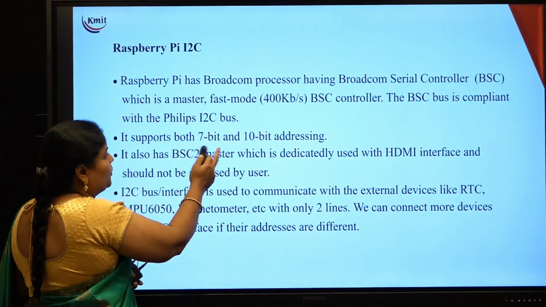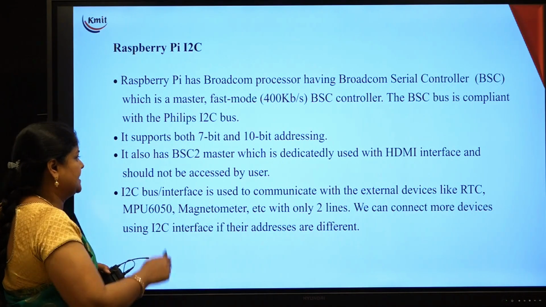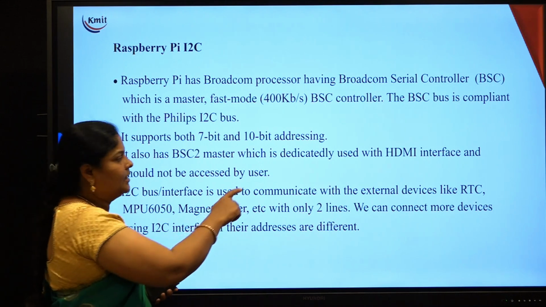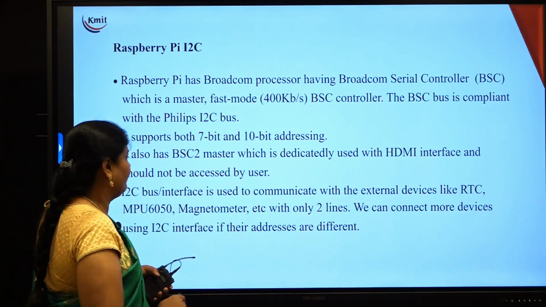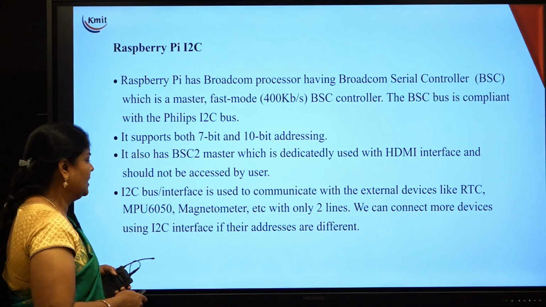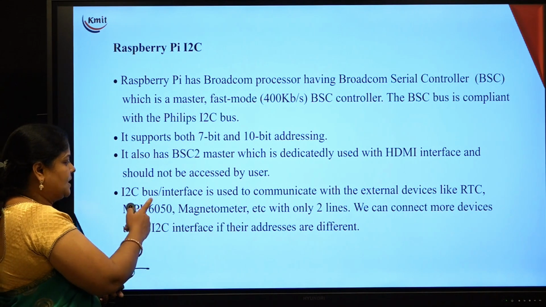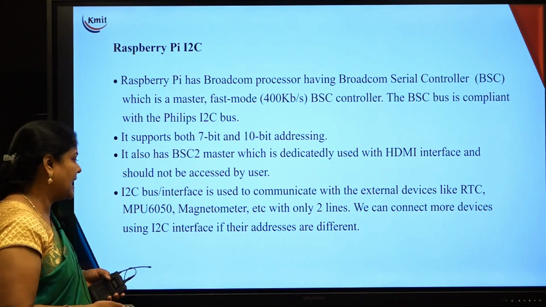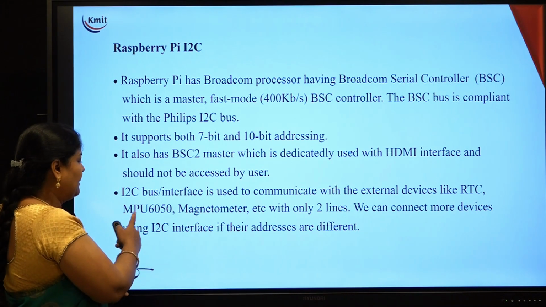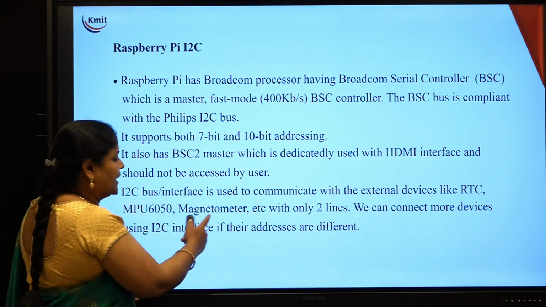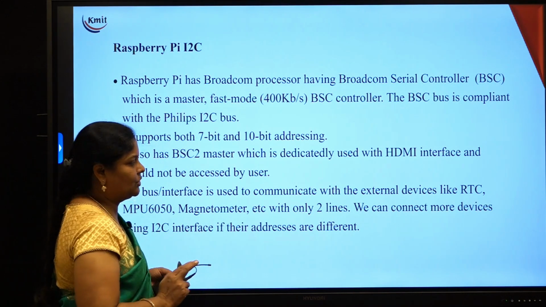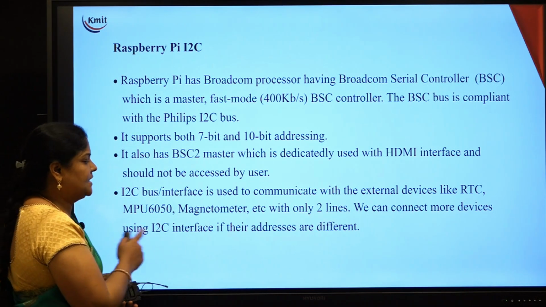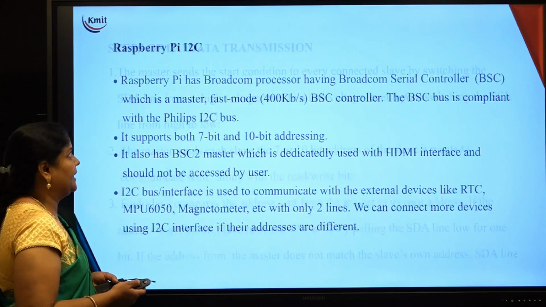It supports both 7-bit and 10-bit addressing. It also has a BSC2 master, which is dedicatedly used with the HDMI interface and should not be accessed by the user. In the same way, the I2C bus or interface is used to communicate with external devices like RTC, MPU 6050, magnetometer, etc. With only 2 lines you can communicate. We can connect more devices using the I2C interface if their addresses are different.